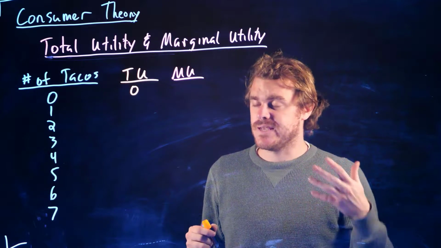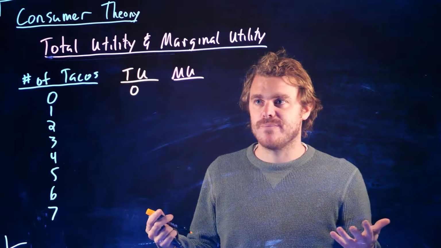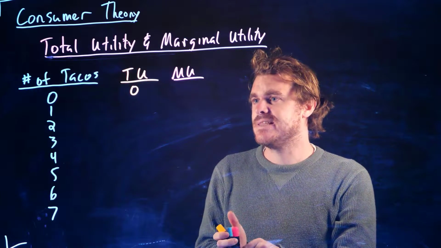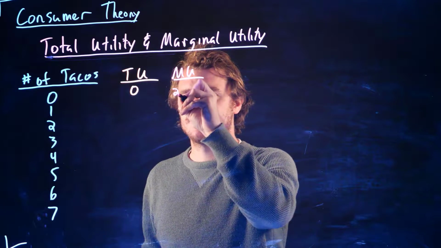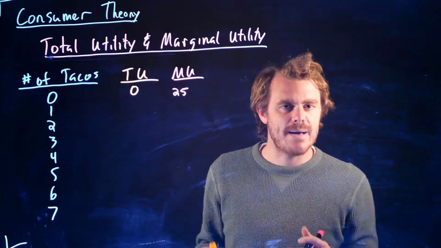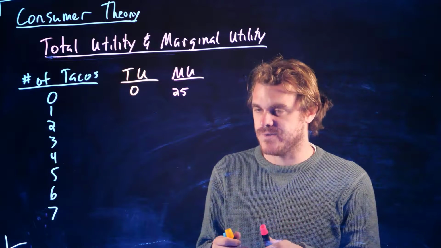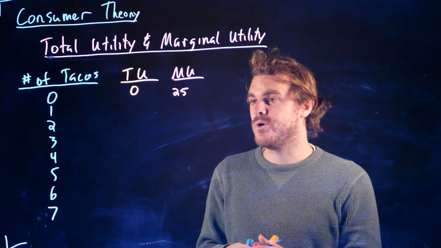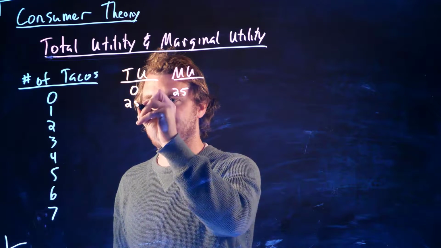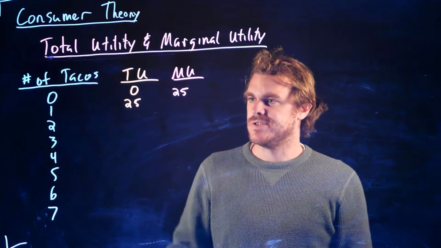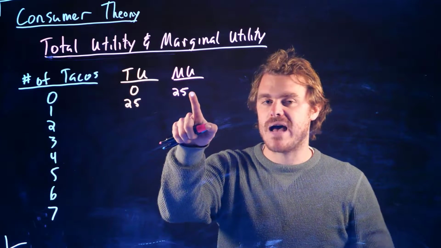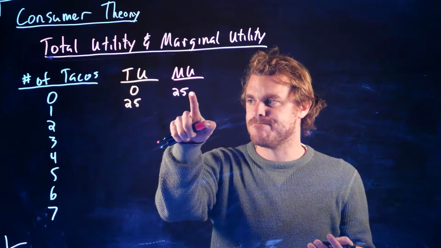Now, we're going to have to be given the marginal utility. Let's say the marginal utility of consuming that first taco is 25. They get 25 utils of happiness from having that first taco. Well, that means the total utility of having that first taco is 25: the total utility of having 0 plus the additional consumption from having that first taco.